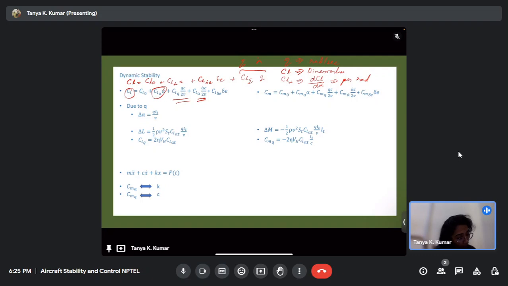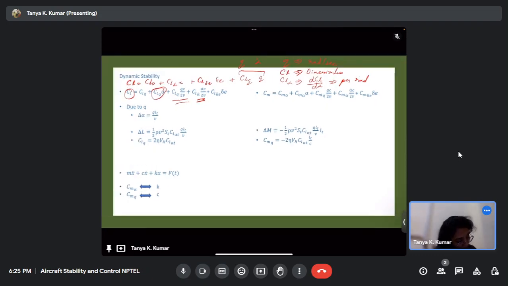So now tell me how CLQ is defined. We know that it's multiplied by QC by 2V. That 2 is just our convention. It could very well be QC by V, then also it will be dimensionless. Now tell me what is CLQ. The derivative CLQ, how is it defined? Like CL alpha was dCl by d alpha.